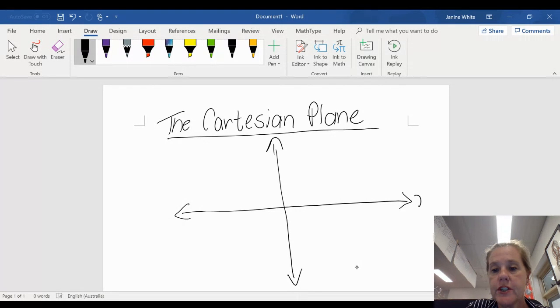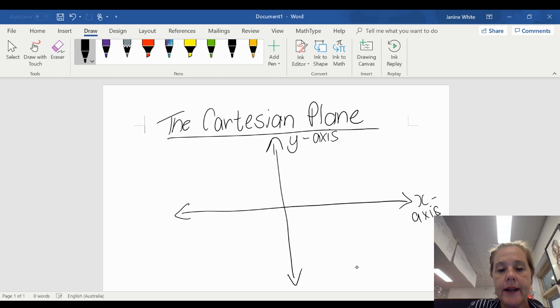So today we are going to look at the Cartesian plane, which is just two number lines that have been positioned in an X. The x-axis is the horizontal number line and the y-axis is the vertical number line.